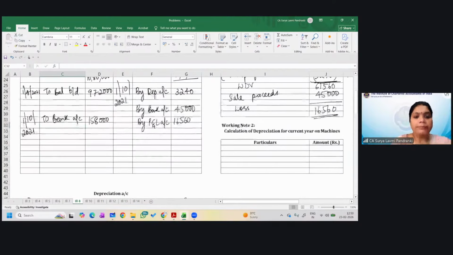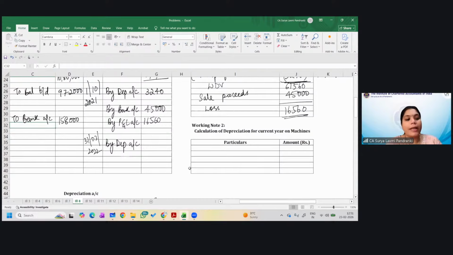1,58,000. Now let us go to year end. 31st March 2022, by depreciation account. Okay. How much will be the depreciation now? You have how many machines now? You have the older machine which was there and part of it was sold, and you also have a new machine. There are two types of machines here now, right? The one which was purchased on 1st October, the one which was purchased 3 years back. So for all these you will have to provide depreciation. Total depreciation has to be calculated.